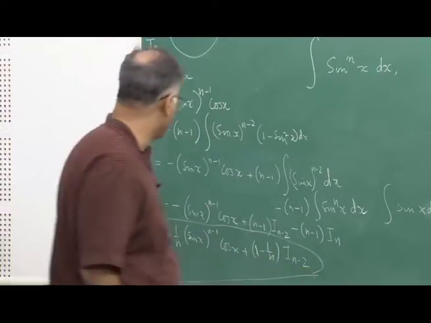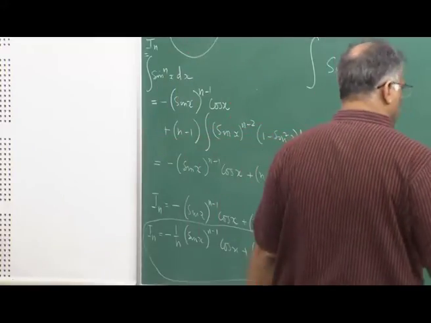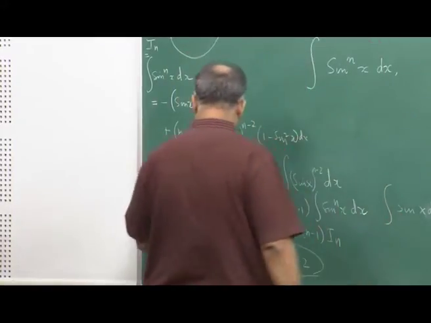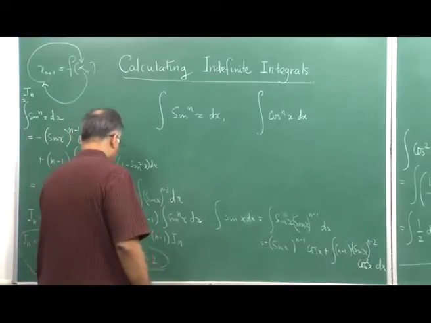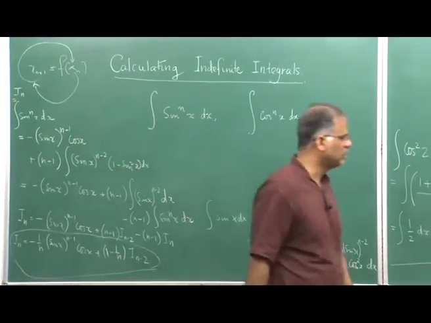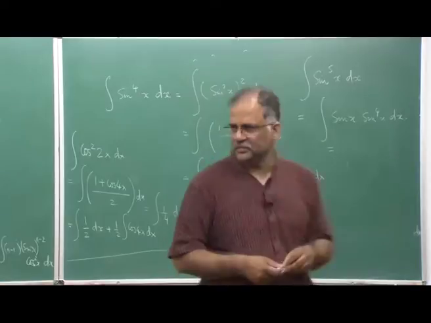So, that is the recursive formula. So, now if you want to try I 4, just put 4 here, that is it. So, you do not have to do all these things.